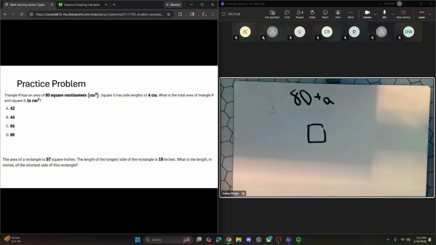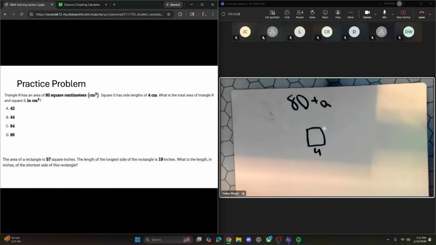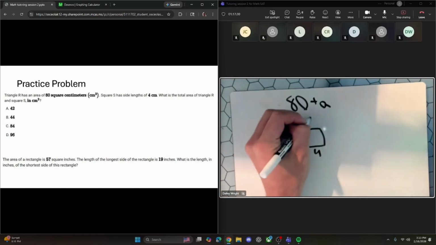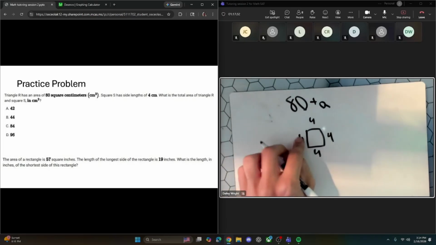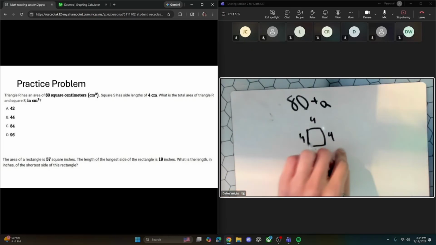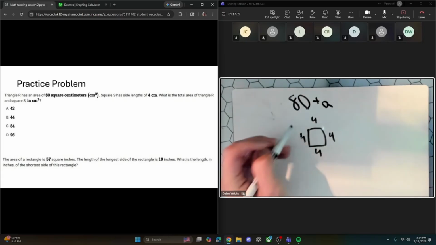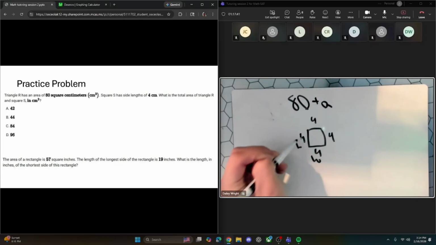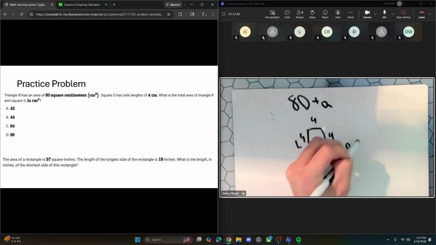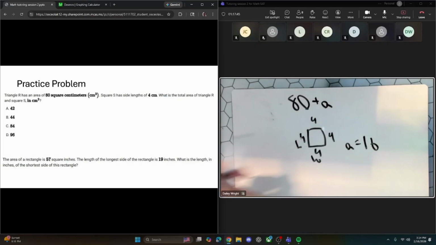We know the square S has a side length of 4. And squares have the same side lengths on all 4 sides, so it would be 4, 4, 4, and 4. We know area equals length times width, so length and width, 4 times 4 would be 16. The area of this is 16.